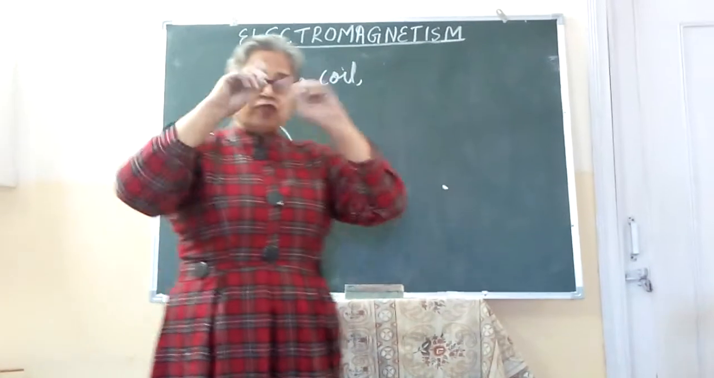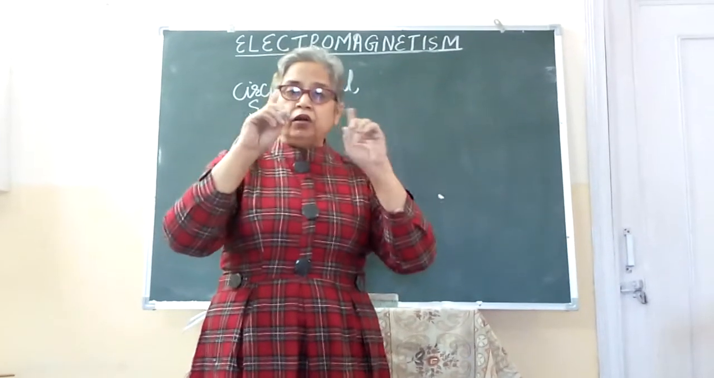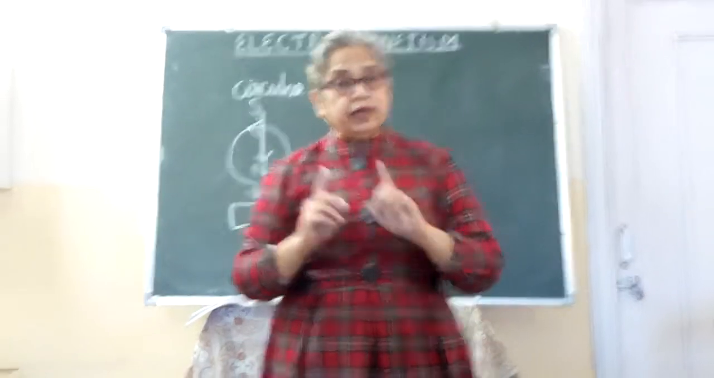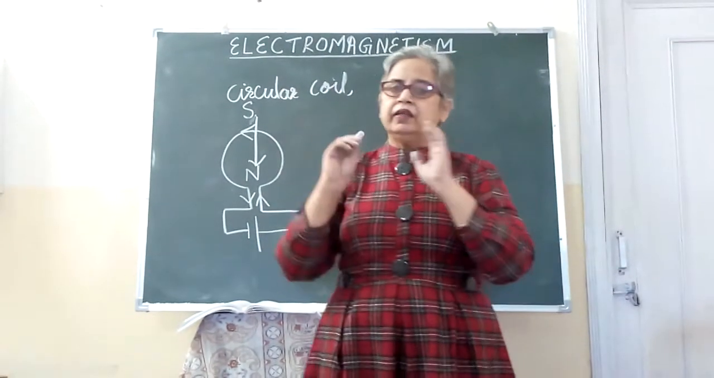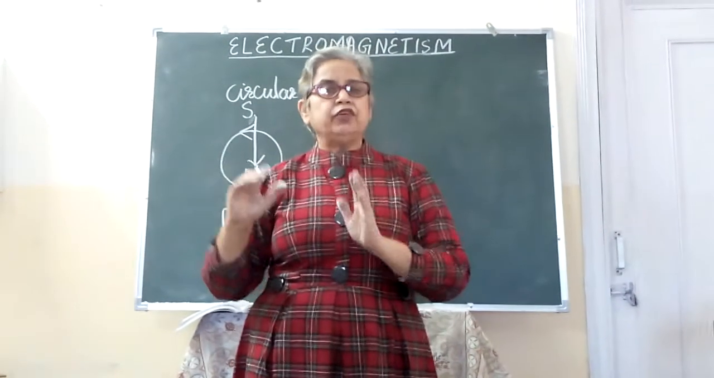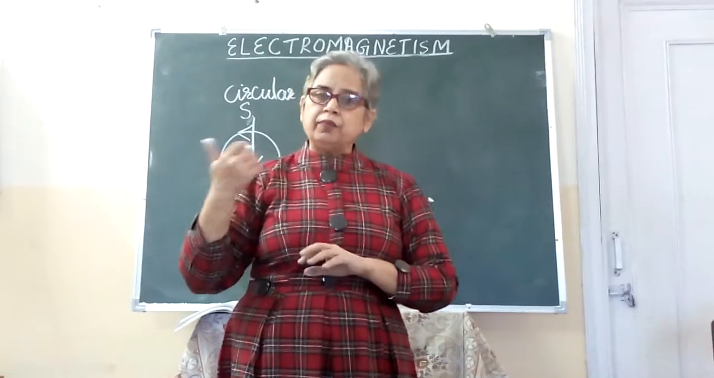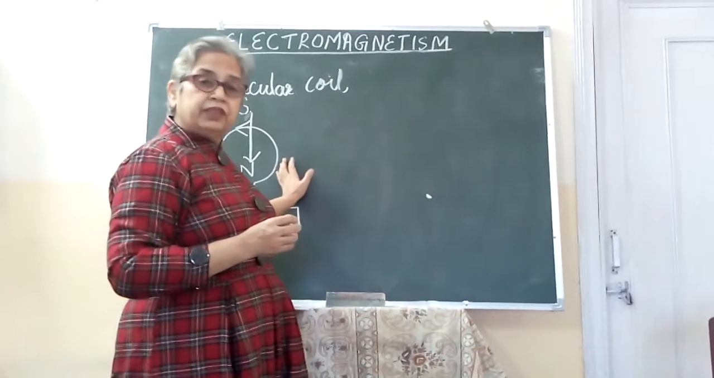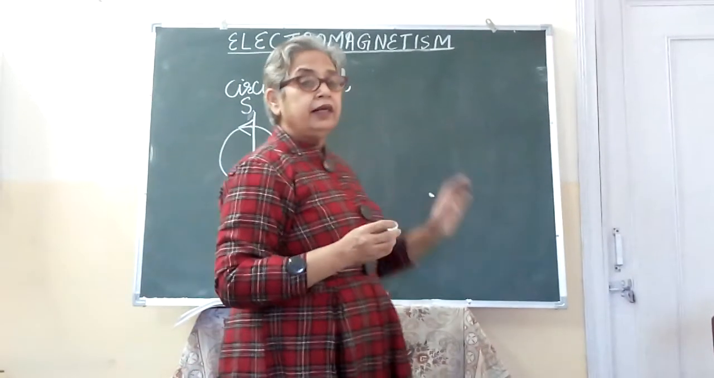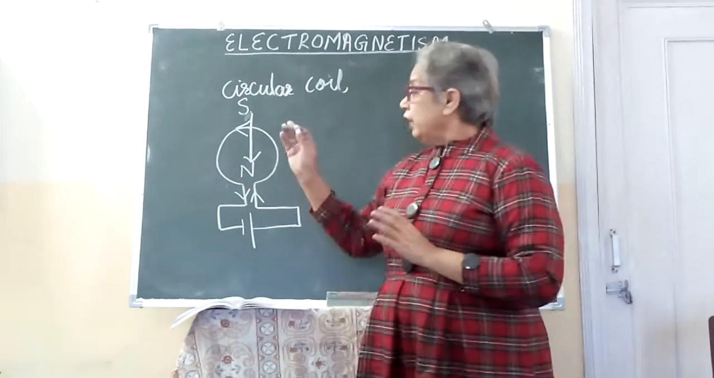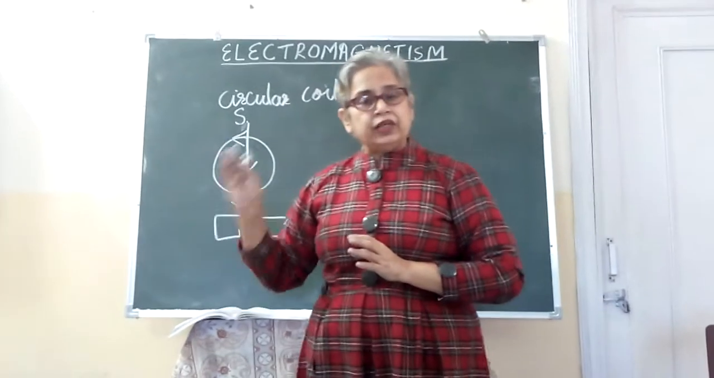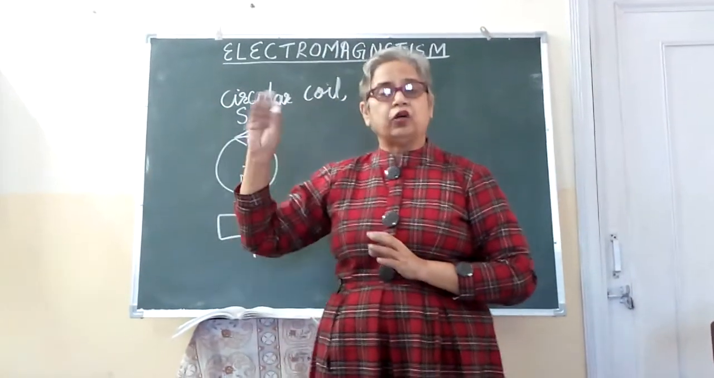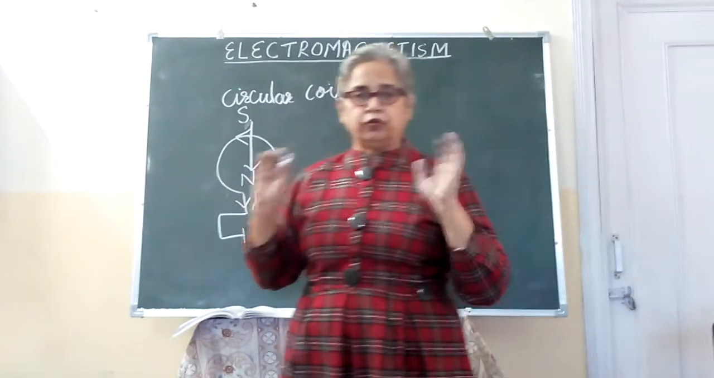So a circular loop or a circular coil which is carrying current behaves exactly like a permanent magnet, which I discussed with you in the previous video, right? So it is behaving like a permanent magnet. It is having two poles. If we suspend it freely, it will direct towards north and south, geographical north, geographical south.